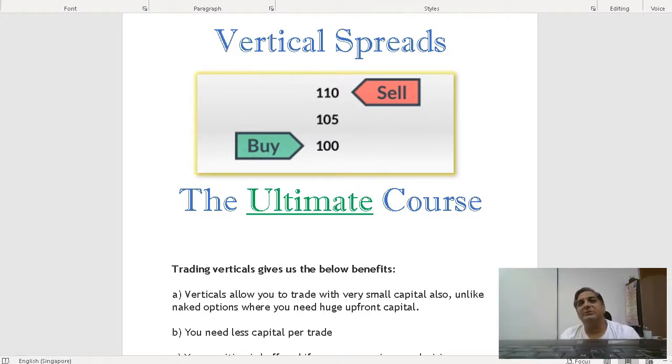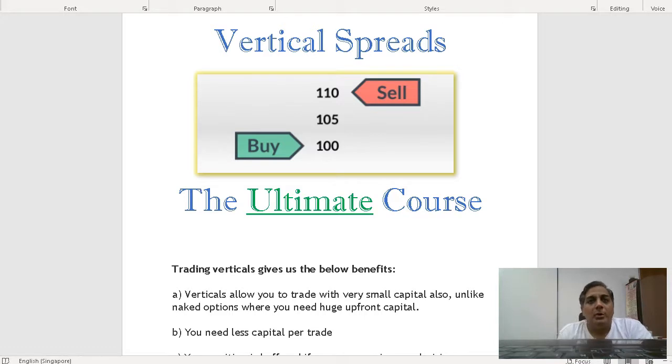So verticals help you trade with less capital. Now, how less is less? Your trade can actually give you a profit of about $80, and all you need is below $200. So your total capital requirement is below $200 and your profit is $80. Now that's a wow. That is what a vertical can do for you, and that is why we should learn verticals. And this is what this course is about, teaching you the ins and outs of vertical spreads, as they are called, or trades.